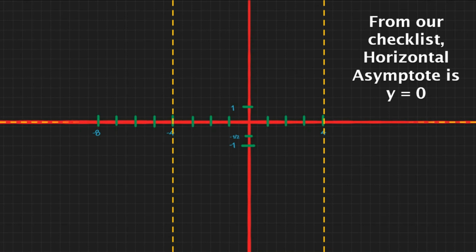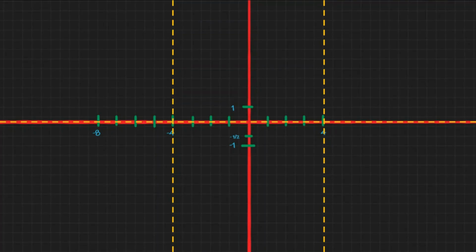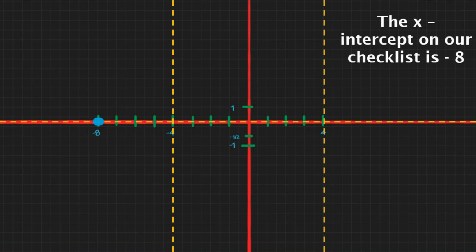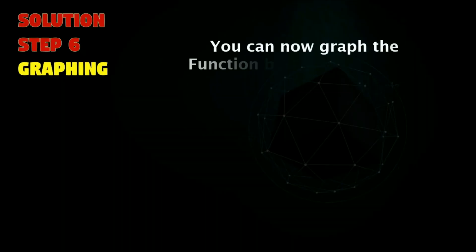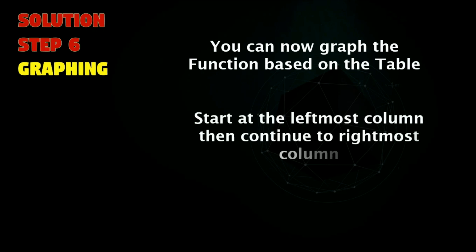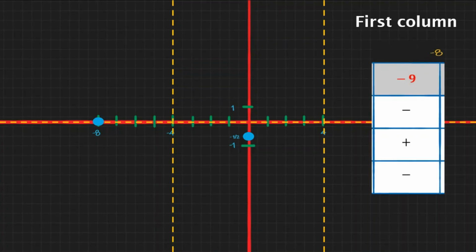Now, emphasize your intercepts by drawing to its corresponding places. Lagyan lang ito ng mga points. You can now start drawing your curves by using the table as your reference. Mag-uumpisa muna tayo sa pinakakaliwa, leftmost, papuntang kanan or rightmost na column. This is our first column. You can pause the video and check back the table of signs if you want.